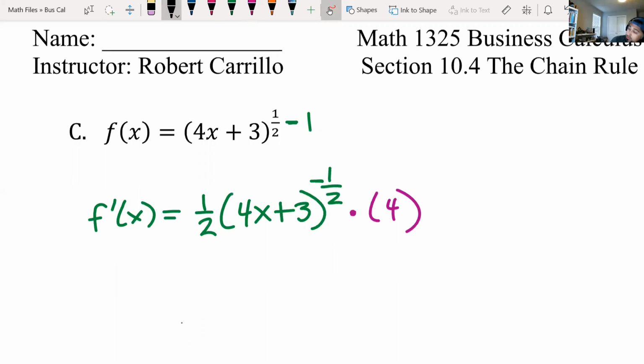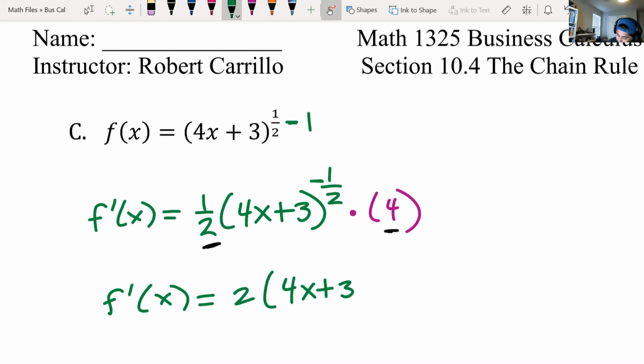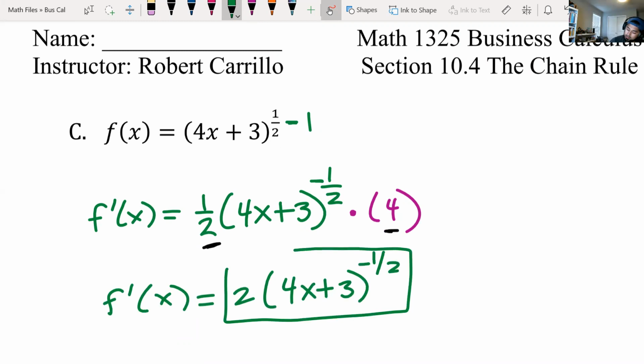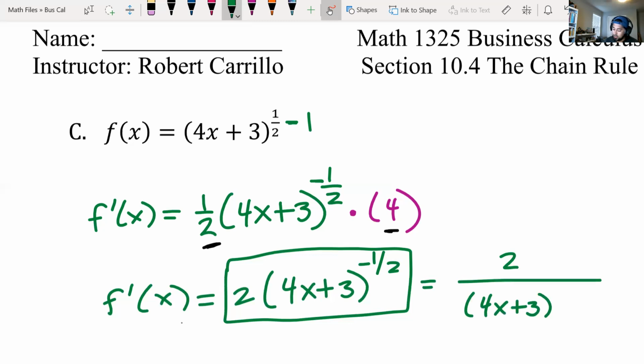Calculus is done. Algebra on. 1/2 times 4, 2. So we get f prime of x equals 2 times 4x plus 3 to the negative 1/2. Now again, that's a great answer, but if it asks you to rewrite it, you can rewrite it as 2 over 4x plus 3 to the 1/2.